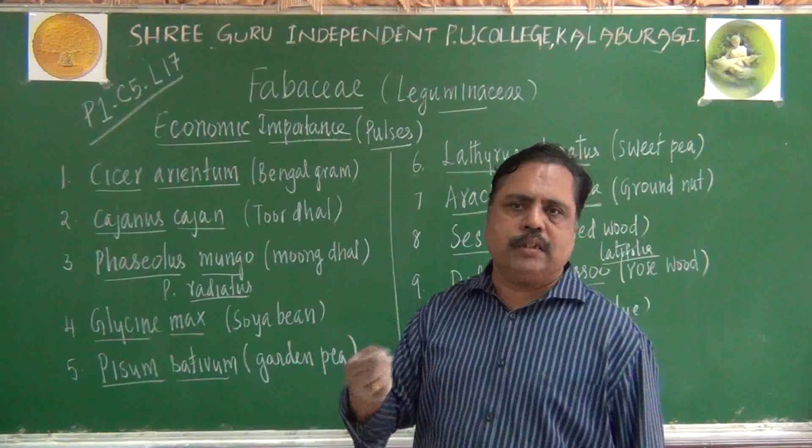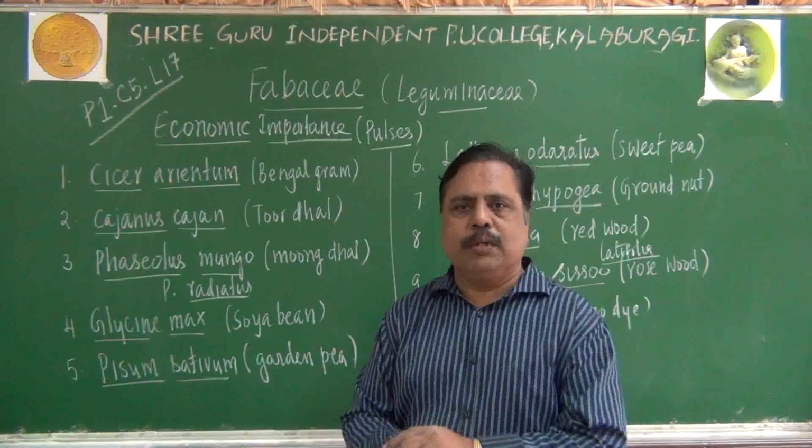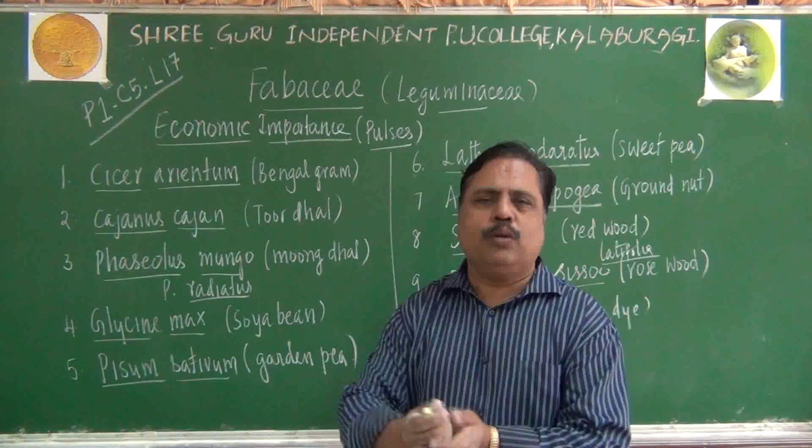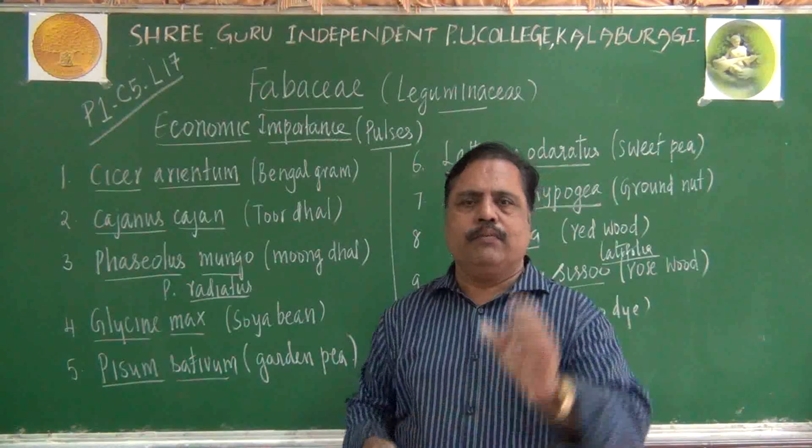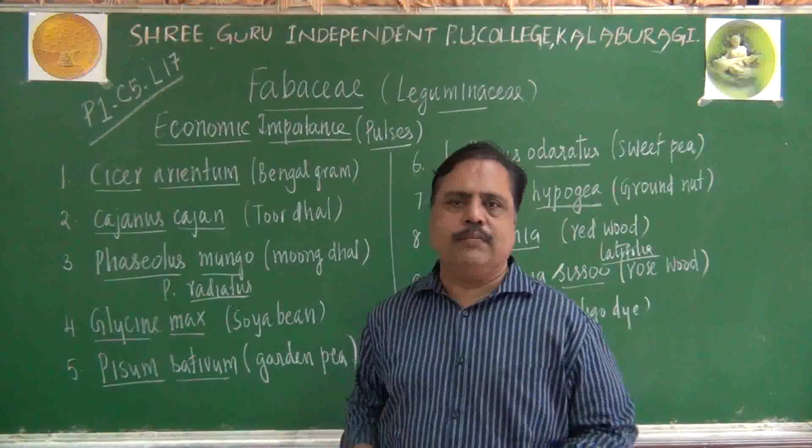In the next class, we shall continue with some other families of angiosperms. Totally 3 families are there. With those families, your lesson will be over.